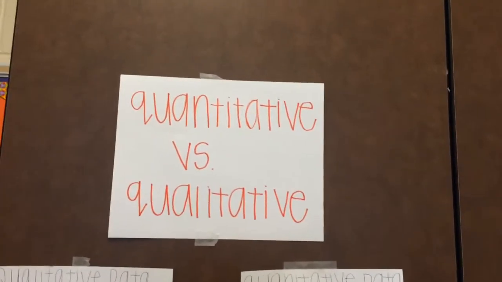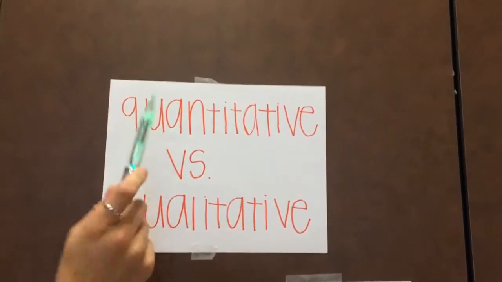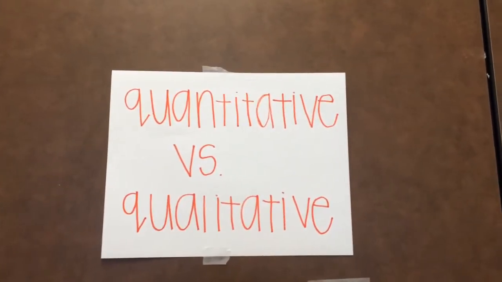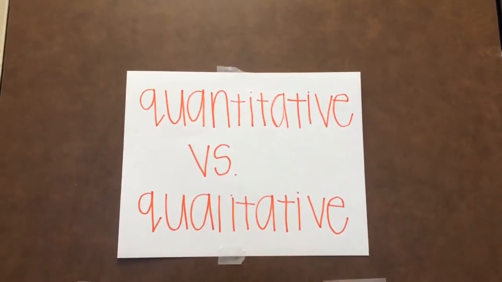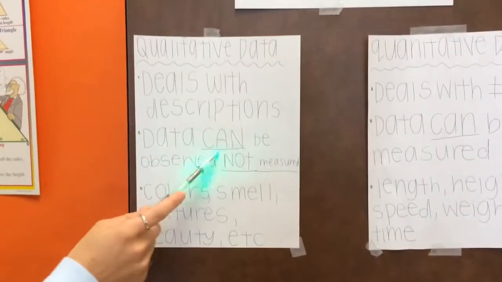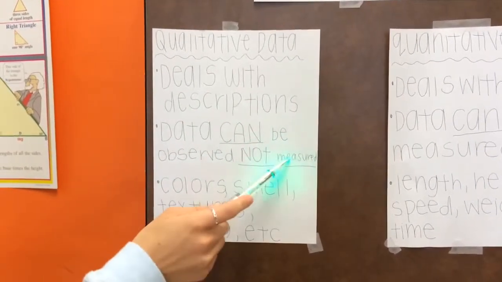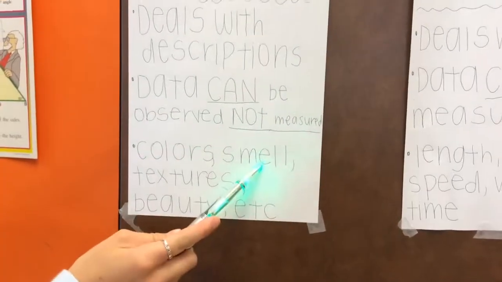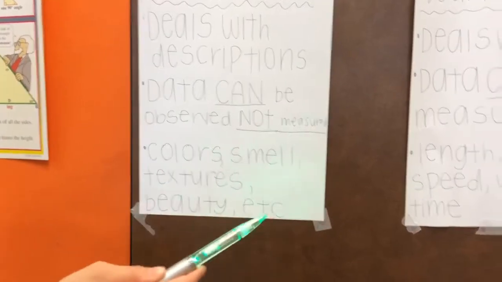Today I'm going to be explaining the difference between quantitative data versus qualitative data. And above you have seen the definitions, and now I'm going to get into more detail on the differences. Now, qualitative data deals with descriptions. The data can be observed, but it cannot be measured, and you have to remember that it cannot be measured. And it is colors, smell, textures, beauty, etc.